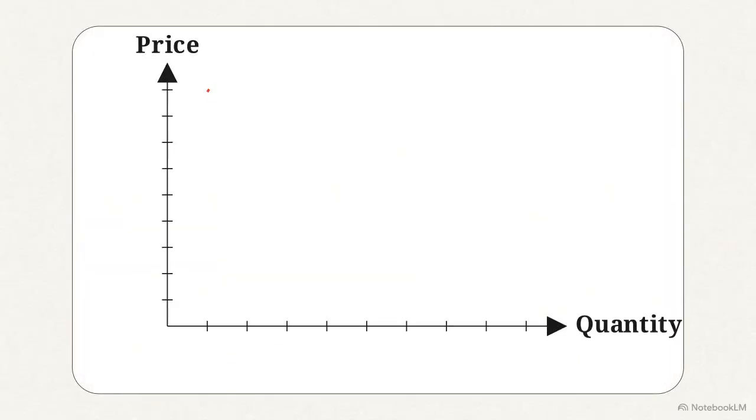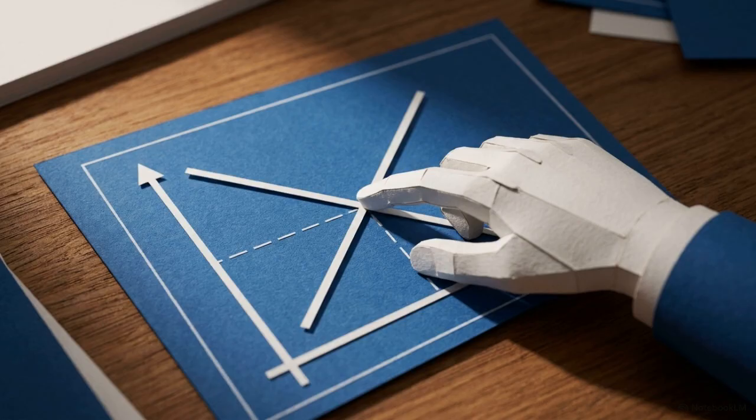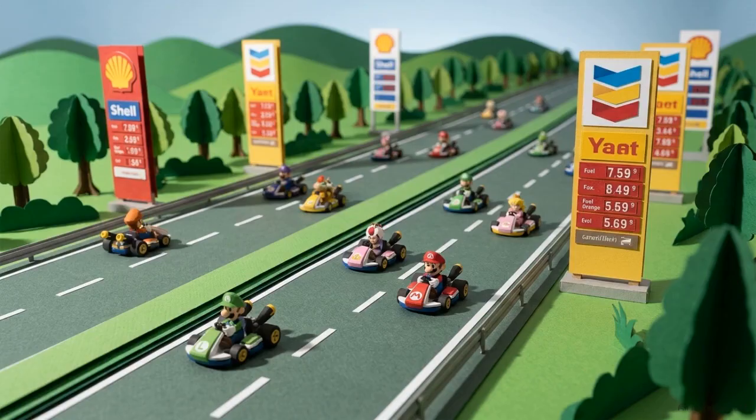We map these forces on a grid. A downward sloping line is demand, representing buyers. An upward sloping line is supply, representing sellers. Where these lines cross is market equilibrium. Here, buyers and sellers perfectly agree on price and quantity. This baseline provides the framework for analyzing how specific events drive the prices we see at the pump every day.